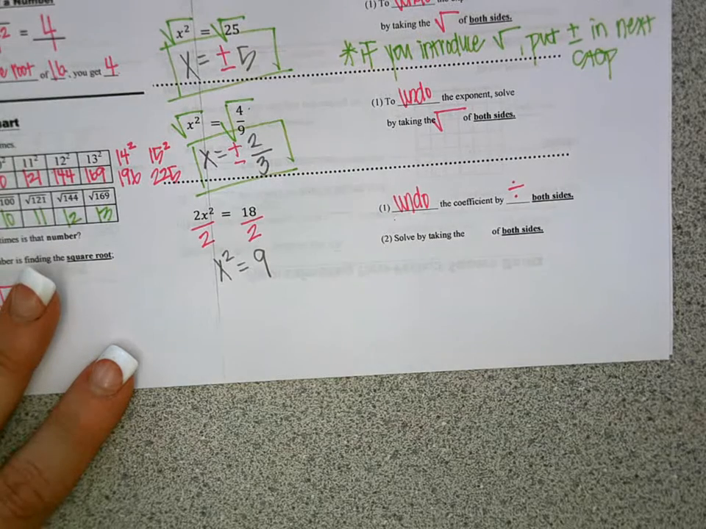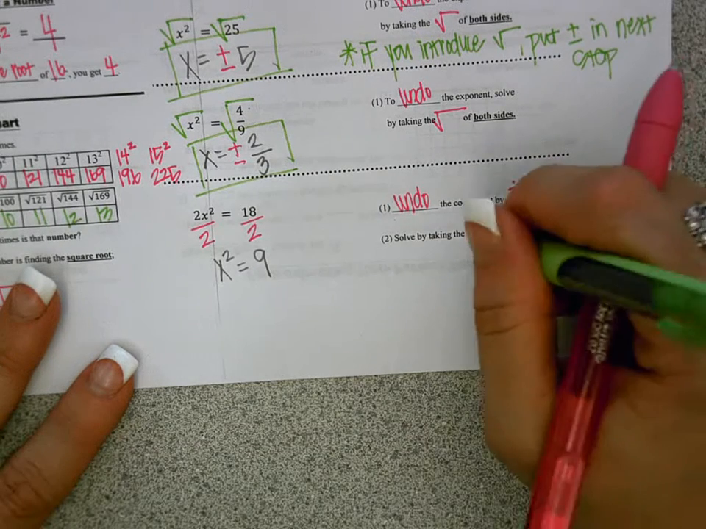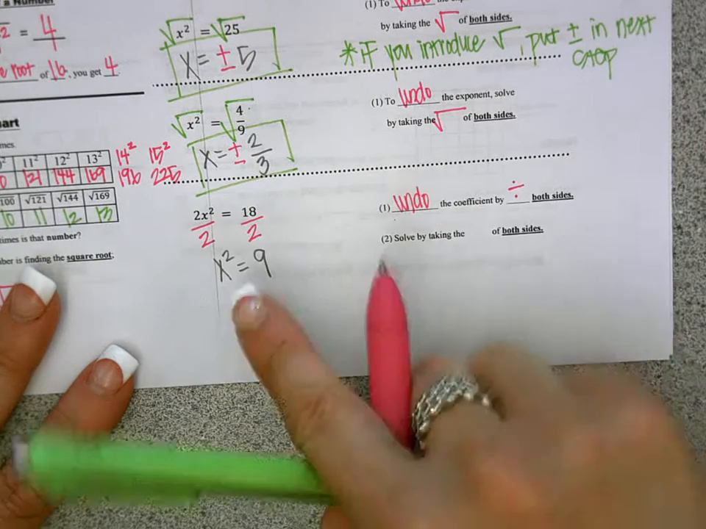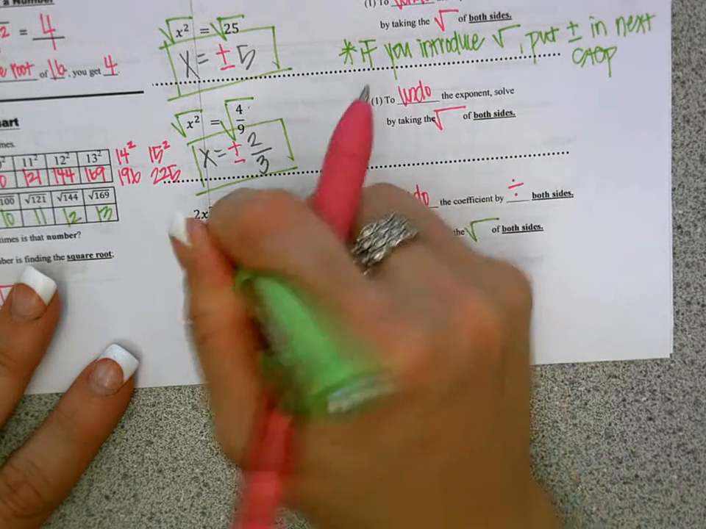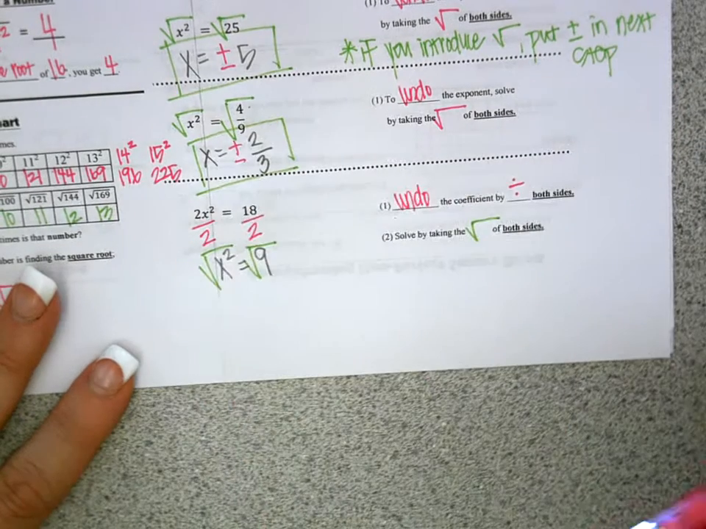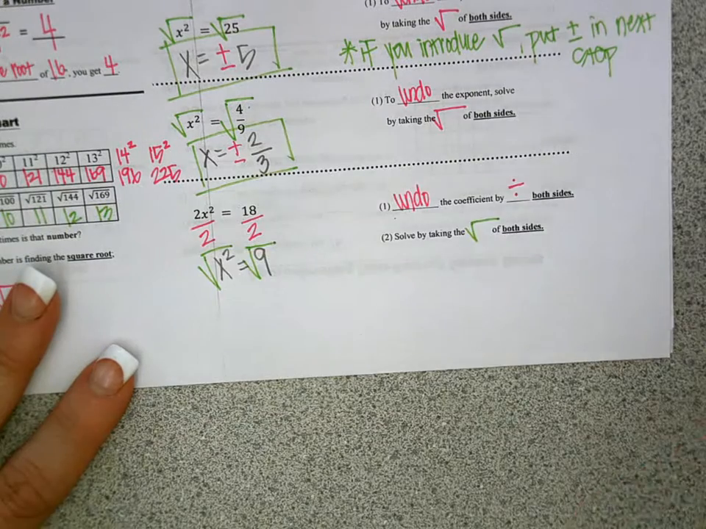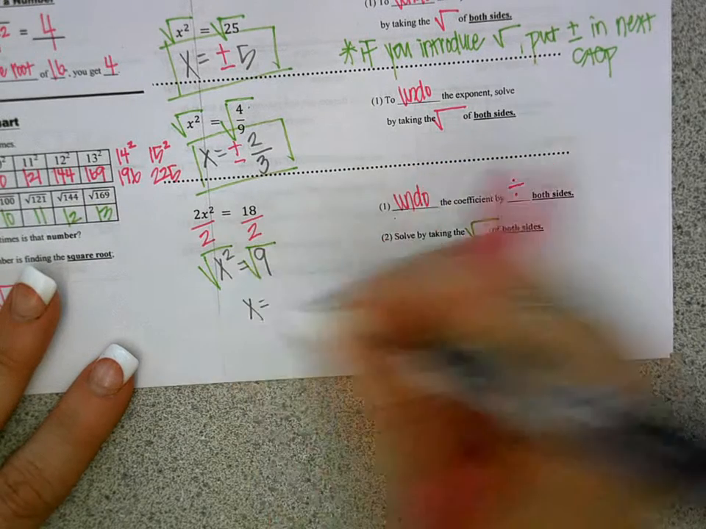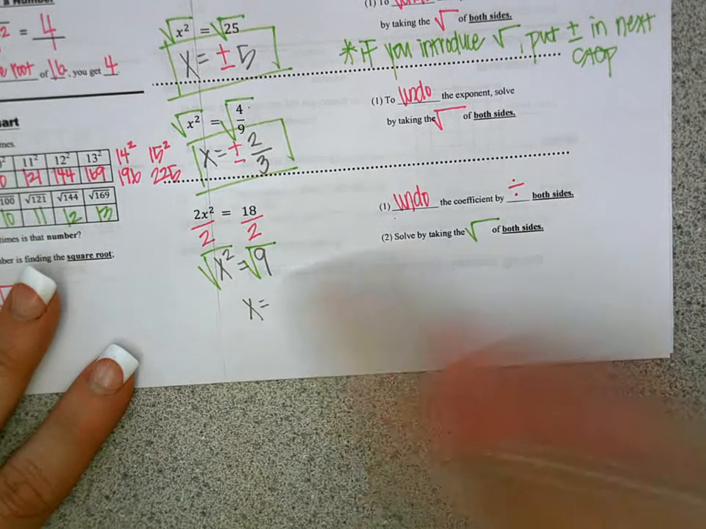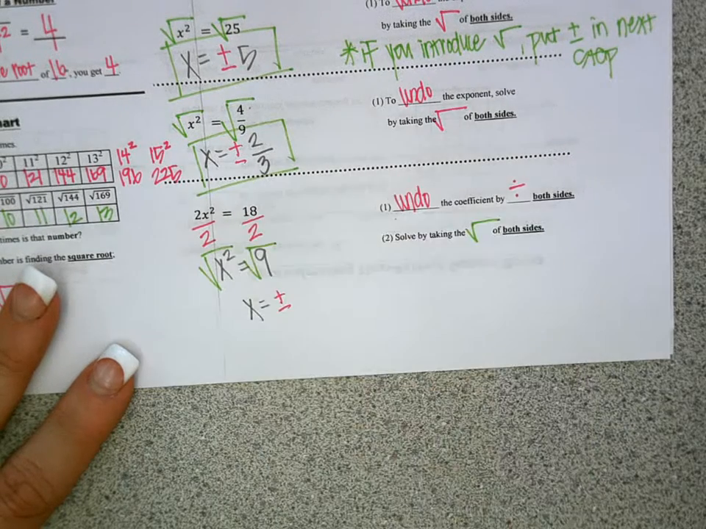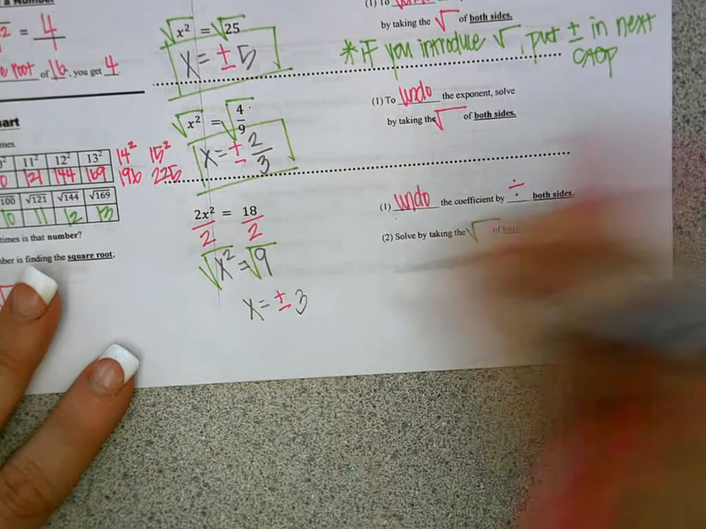Then solve by taking what? How do you undo a square? You do the square root of both sides. Okay, what's the square root here? 3. Close. If I introduce the square root, positive or negative, plus or minus 3. Okay, plus or minus 3.